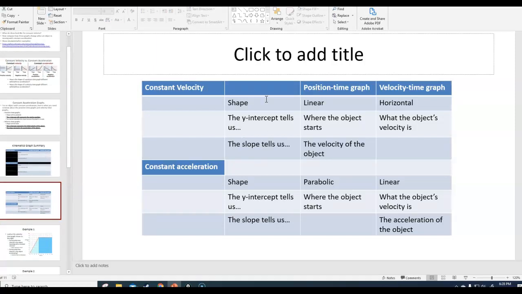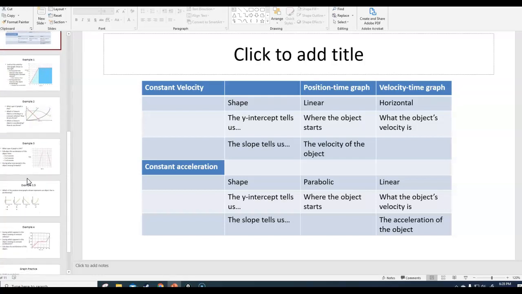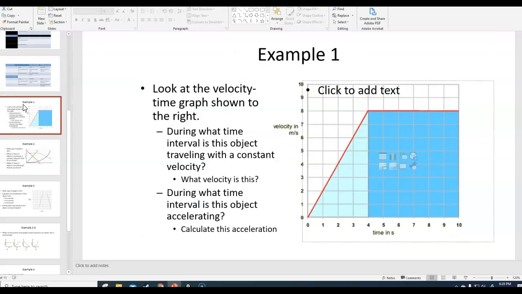Okay, so make sure you have this down in your notes. This is everything you need to know about motion graphs. So what we're going to do now is some examples solving problems with motion graphs. But everything you need to know about solving problems with motion graphs comes from this slide. Okay, so let's go to example 1.